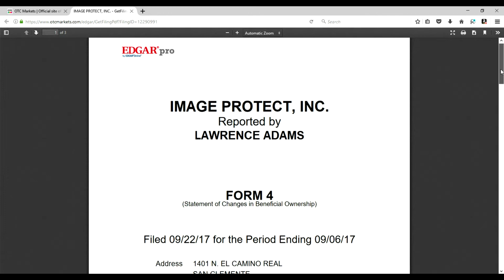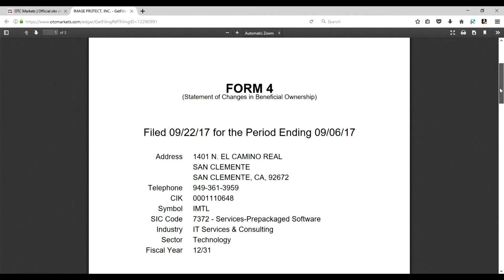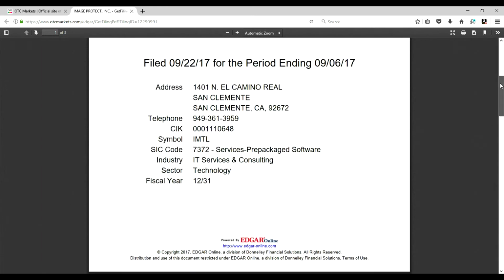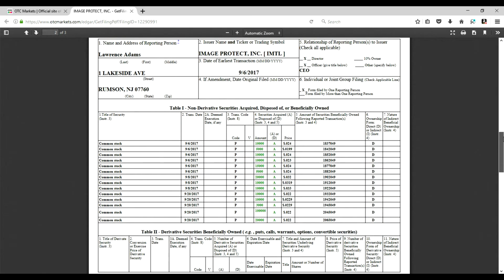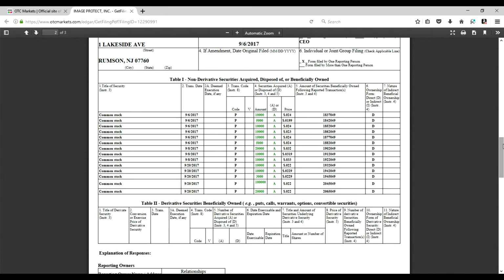What we're looking for in a Form 4, and the purpose of it, is that a Form 4 gets released whenever a CEO or executive officer of a company buys shares of its own stock, of its own company. That's what Lawrence Adams has been doing within his company. This gives all the information of the company, the address, and so on, but the important part here is the common stock purchases that were made for the entire month of September.